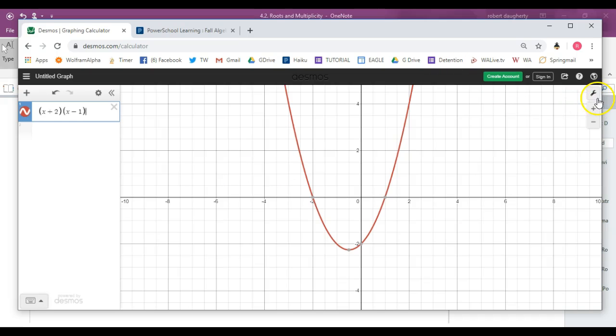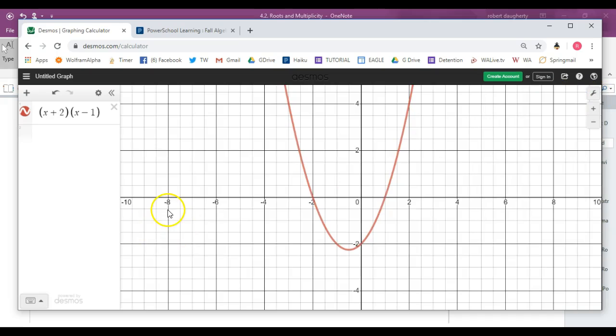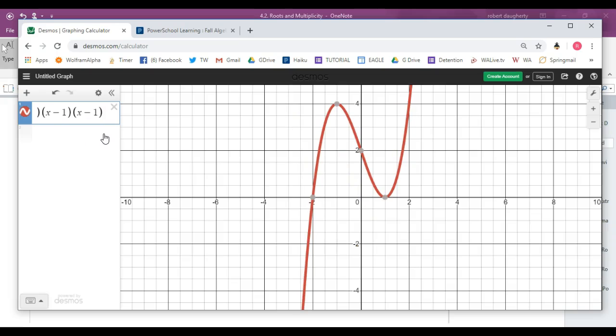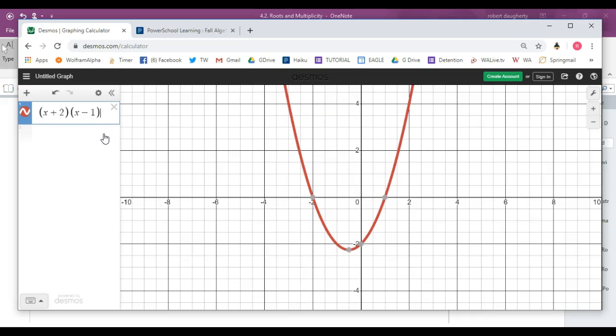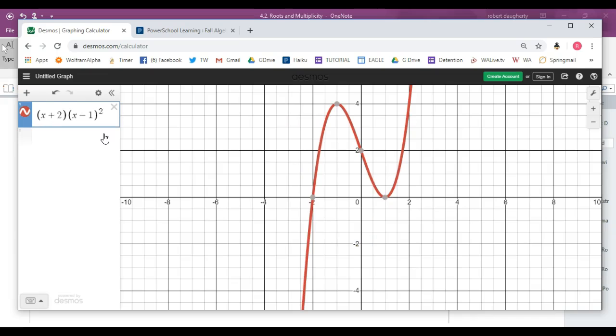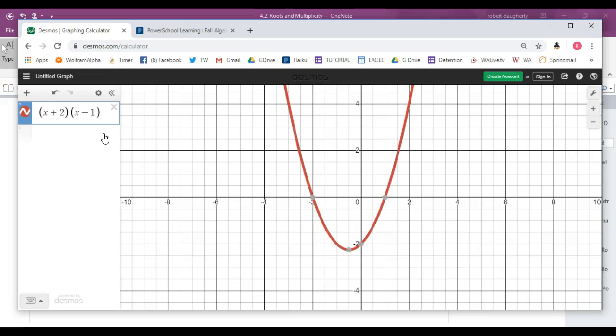Let me make it a little bit broader for you. That's what I see reflected in this graph. Now, let's just do something here. Instead of x minus 1, what if I had x minus 1 repeated twice, okay? So what was the difference here? Let me just back up. So this is what it looked like before, okay? All I'm doing is I'm going to square that last term. So this is what it looks like with x plus 2, x minus 1.